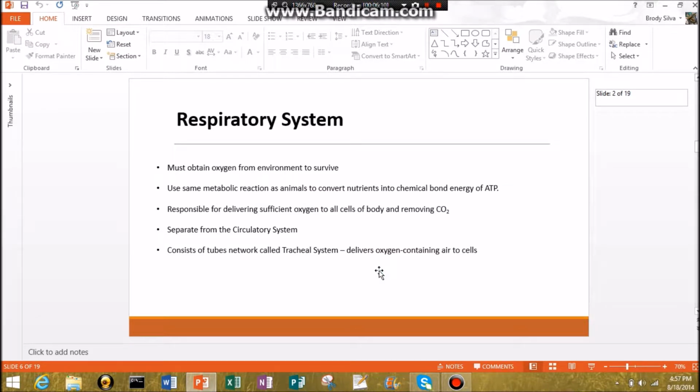The respiratory system for insects. All living beings must obtain oxygen from the environment to survive. Well, not all, but most at least, I'm pretty sure. I don't know if there's some that don't need energy.